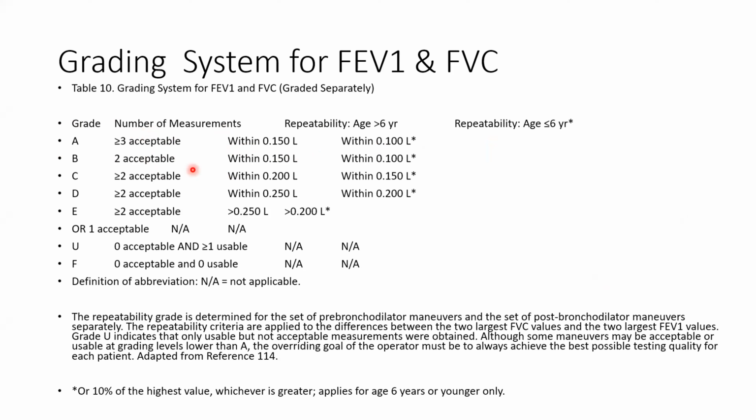If you didn't quite get 3 acceptables, you just got 2 acceptables, but you're still within that 150, you get a grade of B. You'll get a grade of C if you have 2 or more acceptables, but you didn't quite get them within 150 mLs, you got them within 200 mLs. Grade of D is 2 or more acceptable from 250 mL differences. So this is how the whole session gets its grade.